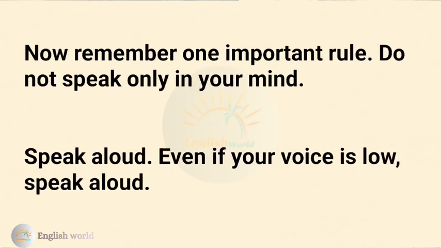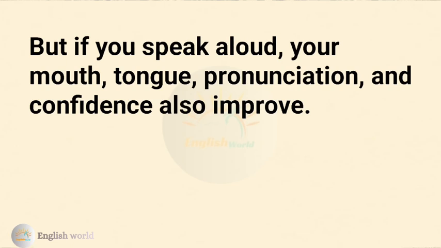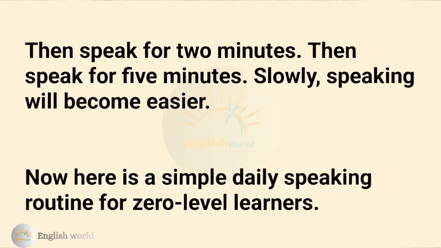Now remember one important rule. Do not speak only in your mind. Speak aloud. Even if your voice is low, speak aloud. Your mouth needs training. If you only think in English, your brain may improve. But if you speak aloud, your mouth, tongue, pronunciation, and confidence also improve. So use your voice. Speak in your room. Speak in front of a mirror. Speak while walking. Speak while doing simple work. Speak for 1 minute. Then speak for 2 minutes. Then speak for 5 minutes. Slowly, speaking will become easier.